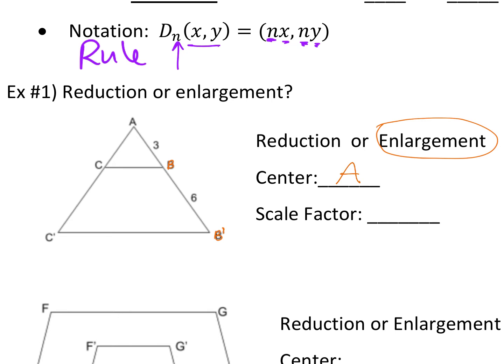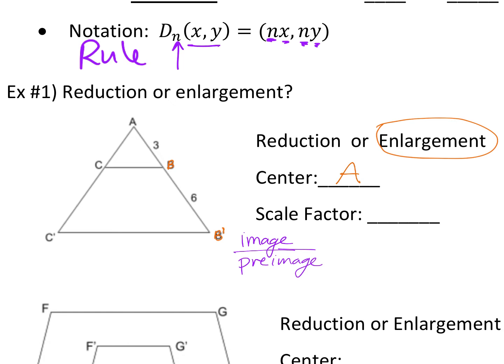Okay, now here's the part that gets mixed up a lot. We're looking for a scale factor, and the scale factor is the length of the one over the length of the other. Which one goes on top? Pre-image or image? Image. Image on top. So it's going to be image over pre-image.